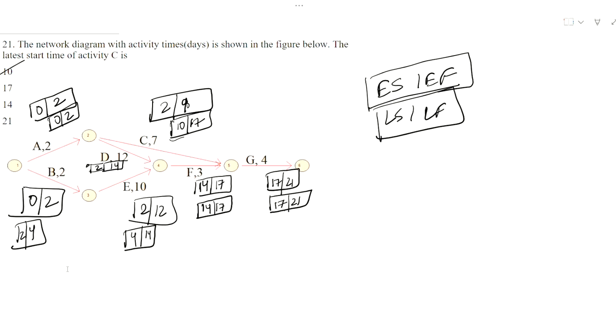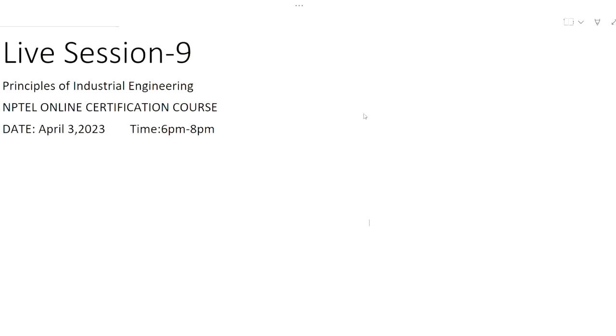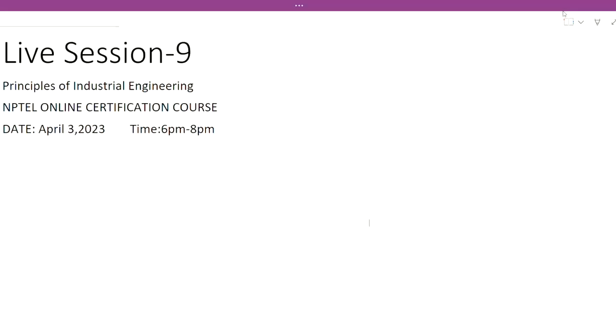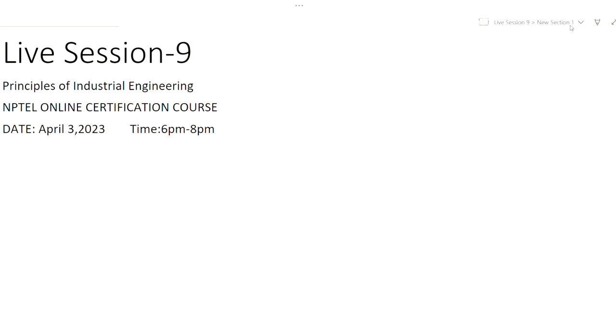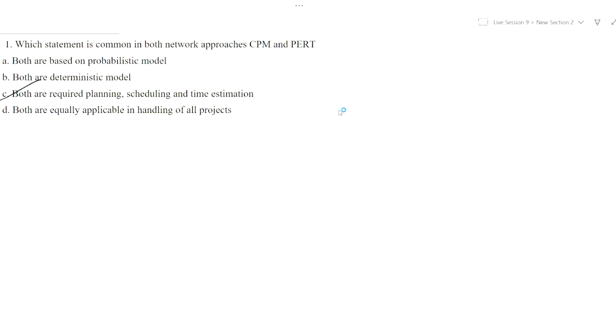So these were the important points in session 8. Next, we will discuss the important points of session 9. In this session we discussed again the CPM part a little bit.